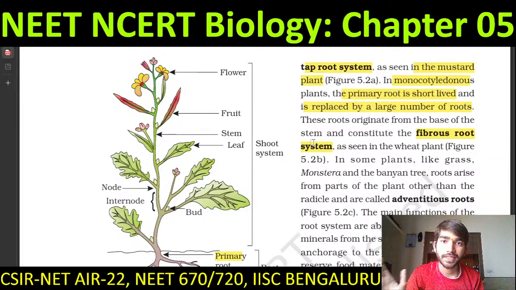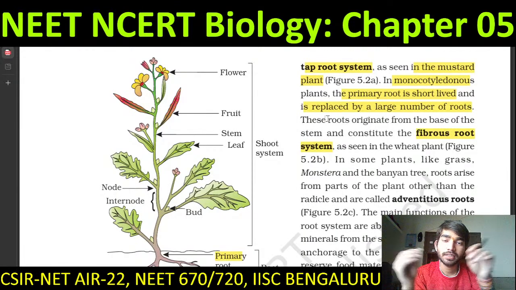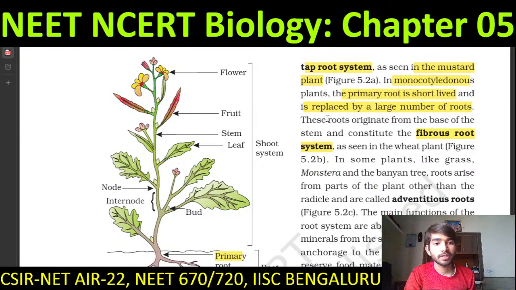In dicots, there is the taproot system, and the primary root coming out from the radicle is intact. Whereas in the monocots, the primary root comes, but it fades away after some time, and then there are some or many fibrous roots which are called the adventitious roots or the fibrous root system.